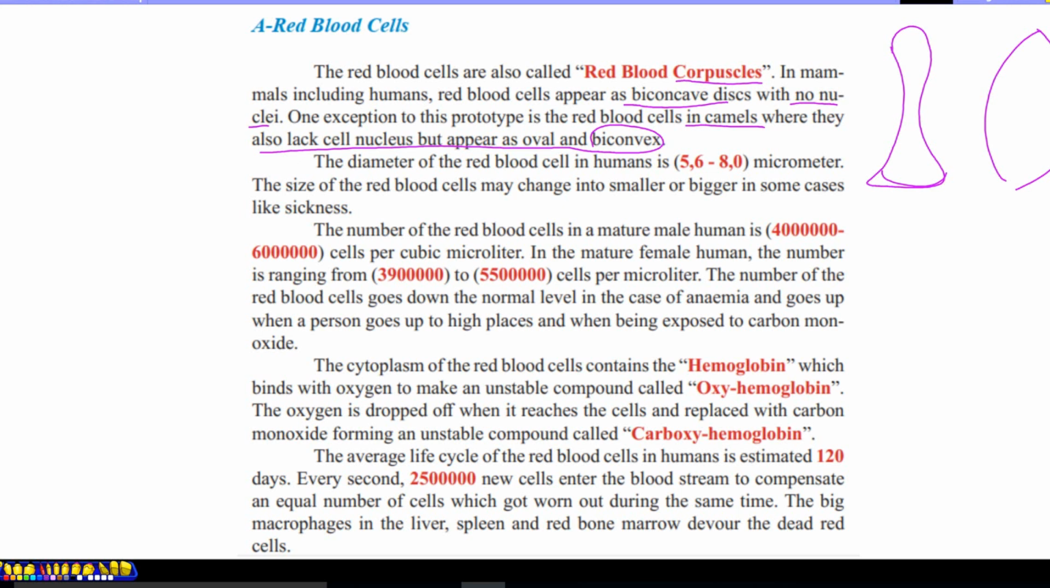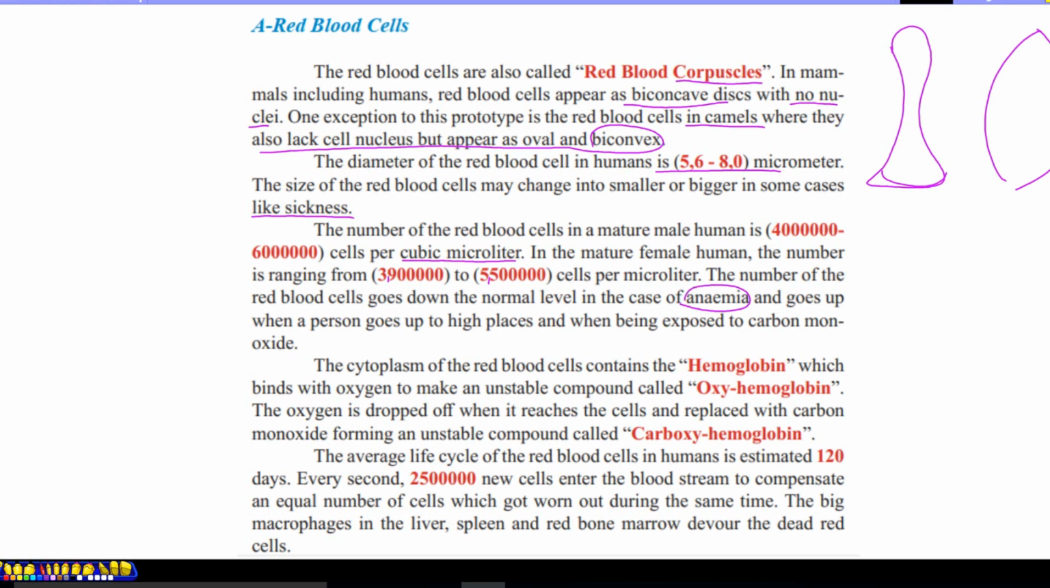The diameter of red blood cells in humans is 5.6 to 8 micrometers. The size of red blood cells may change, becoming smaller or bigger in some diseases, like sickle cell anemia, which has smaller cells. The number of red blood cells in a mature male human is about 4 to 6 million cells per cubic microliter of blood, but females have a lower number, about 3.9 to 5.5 million cells per microliter. The number of red blood cells goes down below the normal level in case of anemia.